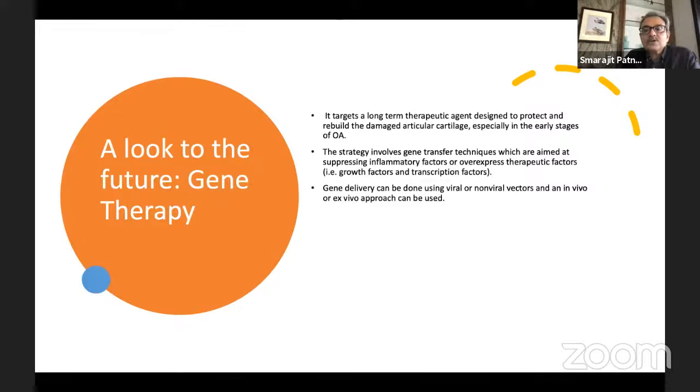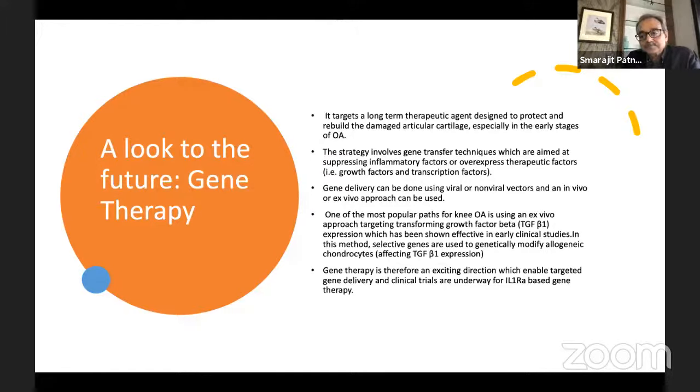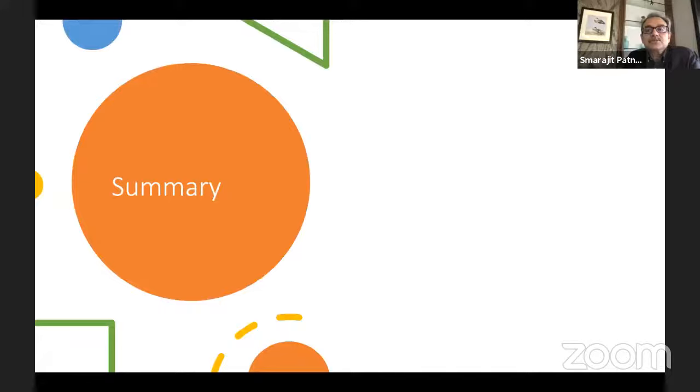So this gene delivery can be done through viral or non-viral vectors, and there are different techniques of in vivo or ex vivo approach, where we try to give the various growth factors, and also we try to give interleukin-1 RA, which is a restrictive. Once we restrict this particular ligand, this definitely helps in reducing the inflammation in the knee joint.